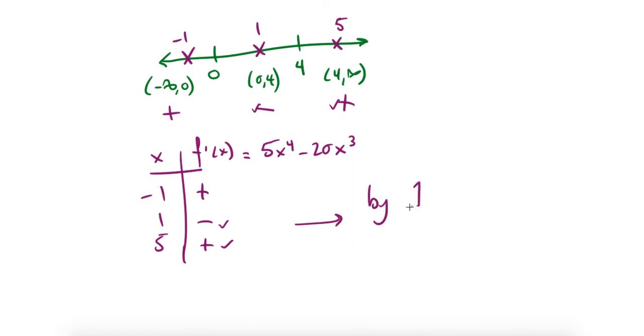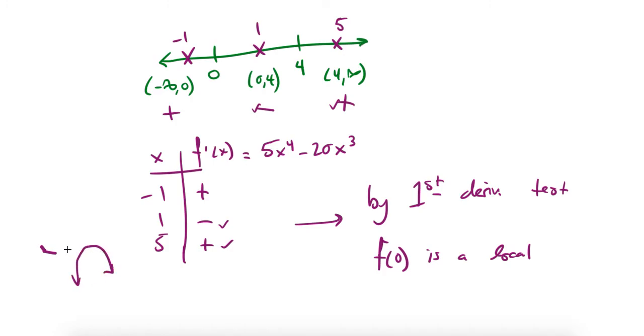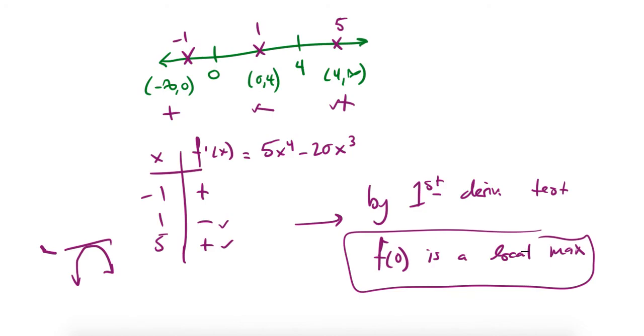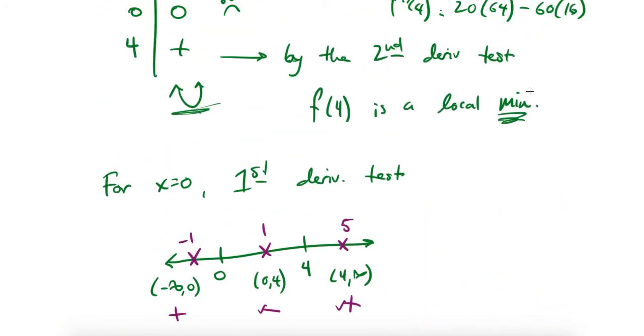So by the first derivative test, what does that tell us about f of 0, the other critical number? It goes with which? A max or a min? It is a local maximum. Increasing to decreasing means it was going up and then it started coming down, so that's a maximum. So f of 0 is a local maximum, and then based on our second derivative test work above, f of 4 is a local minimum.